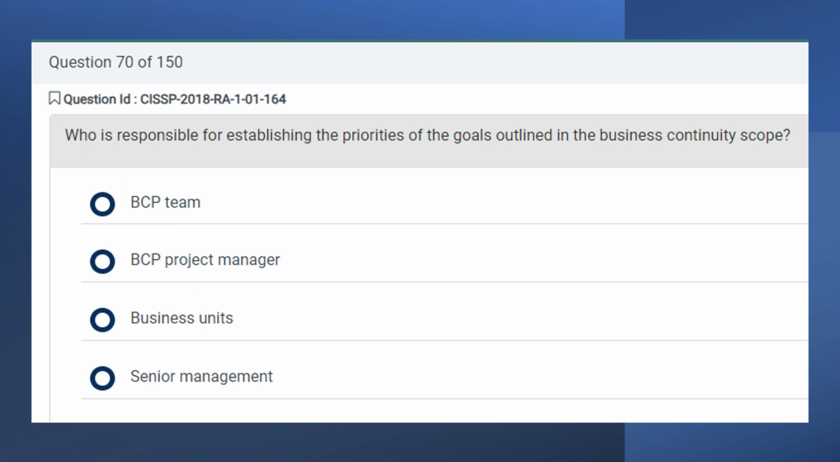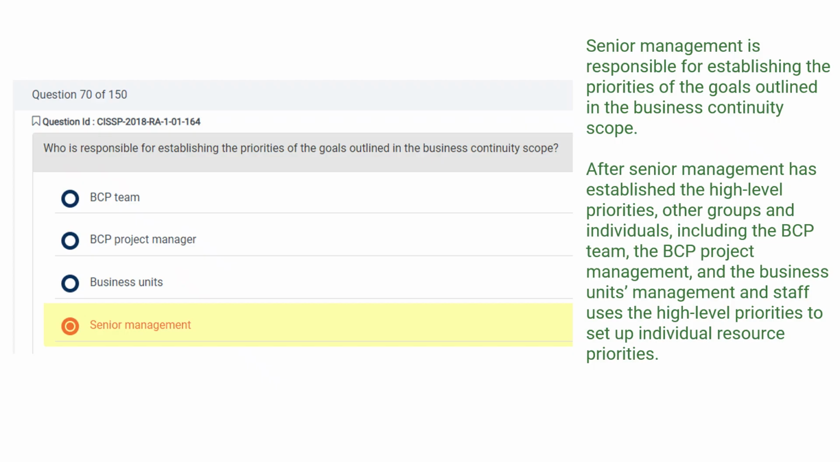Question 70. Who is responsible for establishing the priorities of the goals outlined in the business continuity scope? The BCP team, the BCP project manager, business units, or senior management? Senior management is responsible for establishing the priorities of the goals outlined in the business continuity scope.